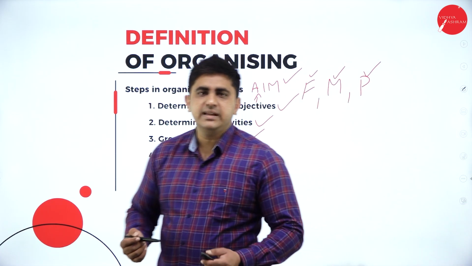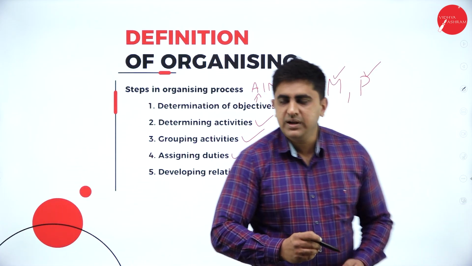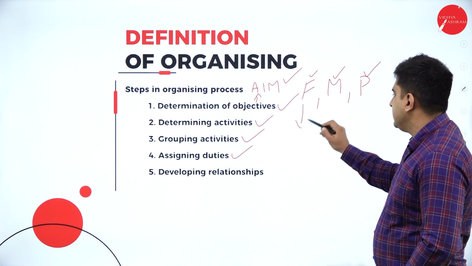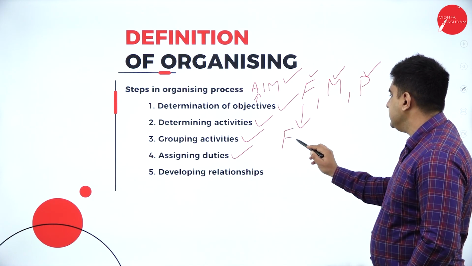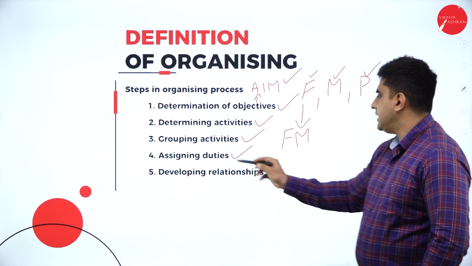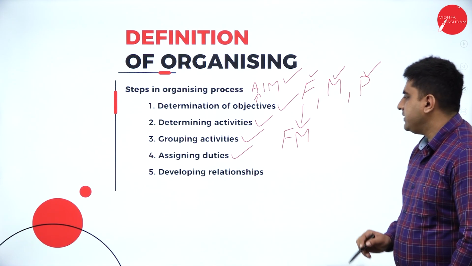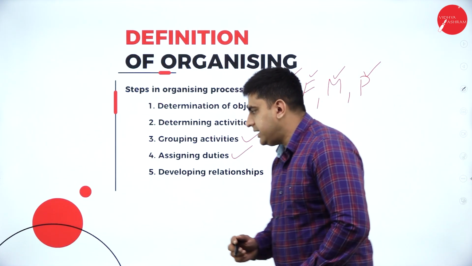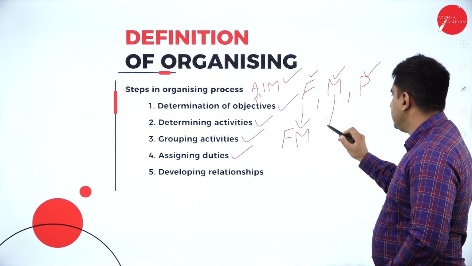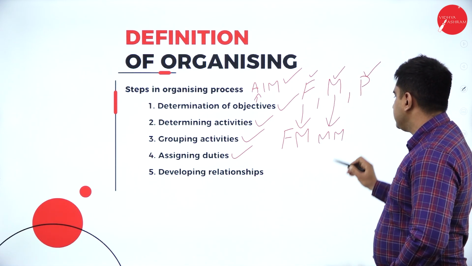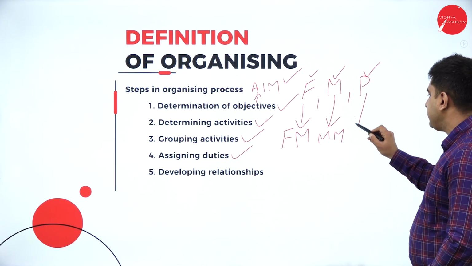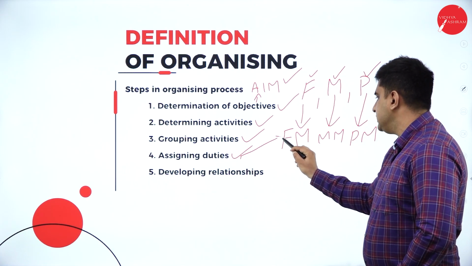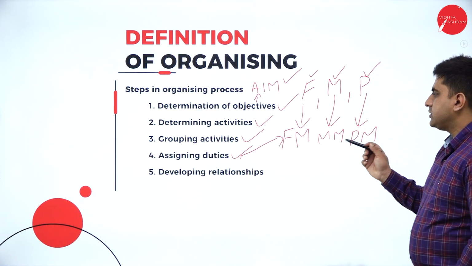What is the meaning of assigning duties? For example, this is the finance department. So the finance department will be controlled or headed by the finance manager. This is assigning duties. You are appointing a finance manager and you are giving him certain duties to perform the task. Similarly, your marketing will be headed by the marketing manager, and similarly your production department will be headed by the production manager. So you are assigning duties to all these managers. This is called assigning duties.